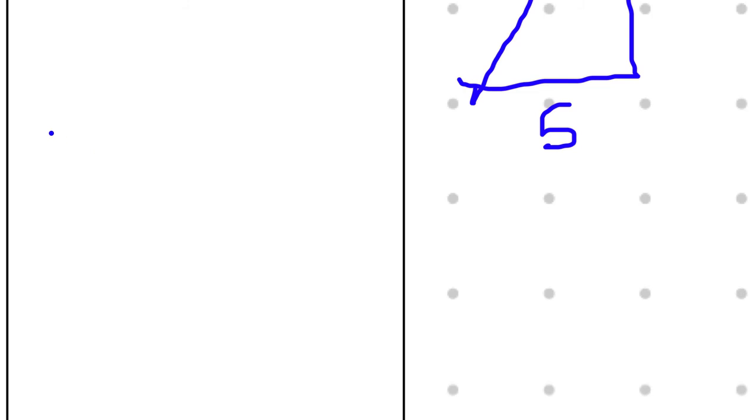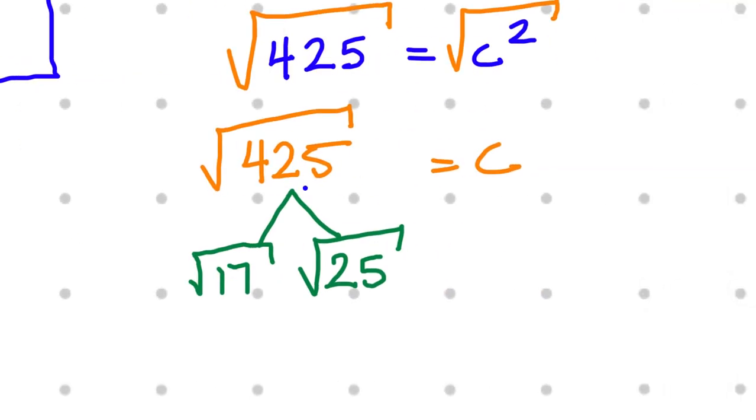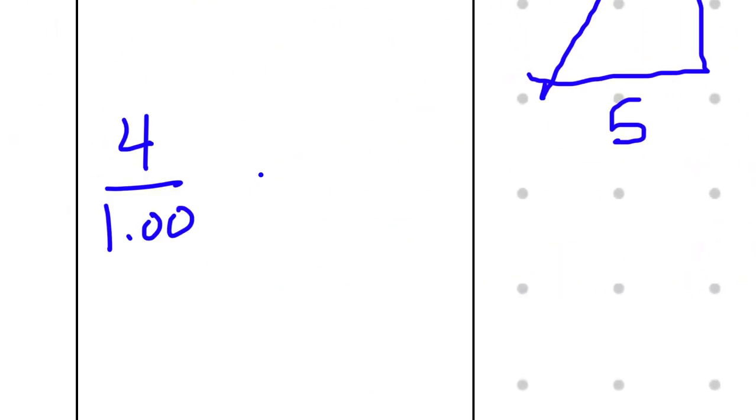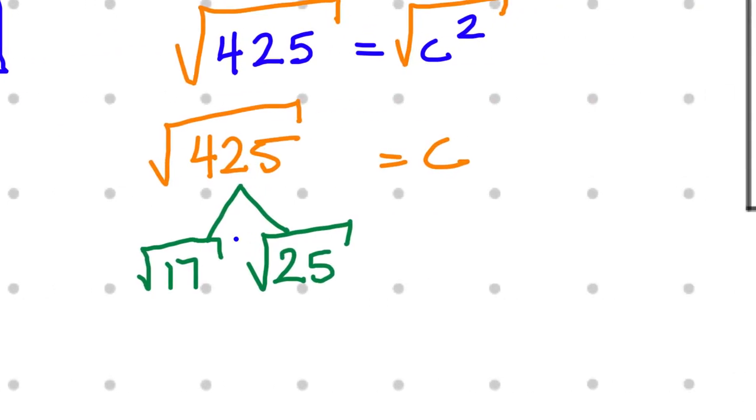Well, I know that there are 4 quarters in a dollar. And if I want to go up to $4.25, to get to $4, I need to multiply by 4. So this is going to be 16 quarters in $4. And then I need to add another quarter. So 17 quarters will make $4.25. So 17 times 25 is indeed 425.